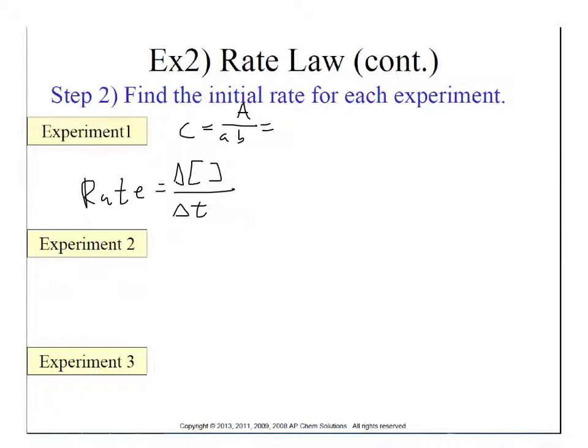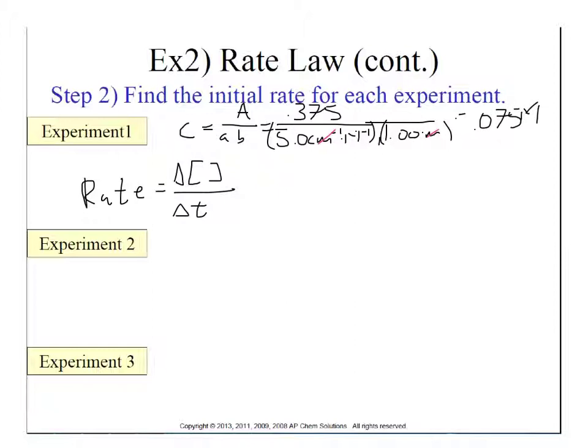And so for this first one, the absorbance, if you look on the graph, is 0.375. And it's going to be divided by the molar absorptivity, which we said was 5 centimeters inverse times molarity inverse. And that is multiplied by 1 centimeter. And so what's going to happen here is centimeters are going to cancel out centimeters. We're left with molarity. We find out that the final concentration is 0.075 molar.